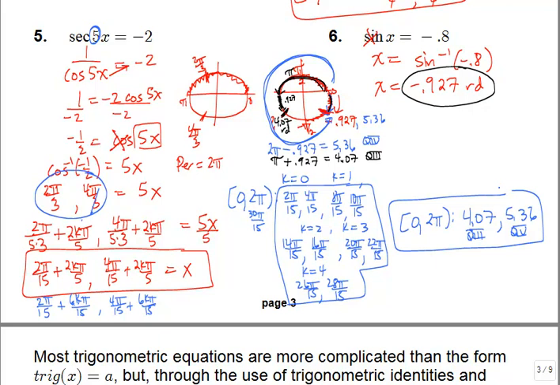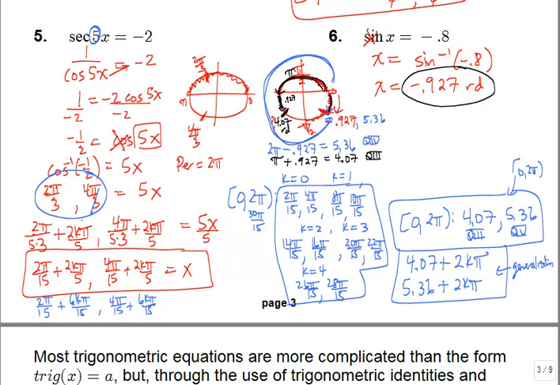Now to get our generalizations, all we have to do is take those 2 basic angles, those are our base ones, and add in our period. And since this is a sine function, we're going to be adding in 2k pi. So there's all of the equivalent quadrant 3 angles, and 5.36 plus 2k pi would be all of the equivalent quadrant 4 angles. So this is my generalization, and this is my 0 to 2 pi solution. Okay.